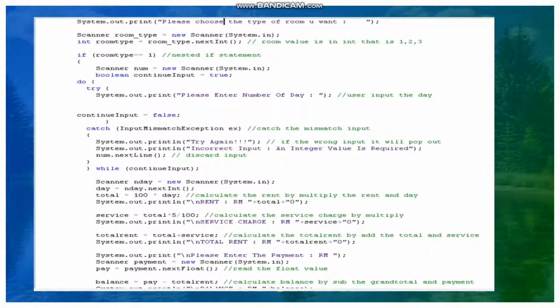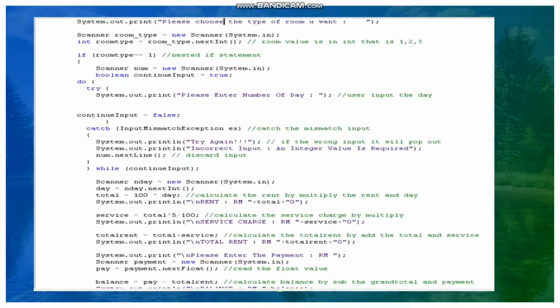Roomtype equal 1, and System.out.print please enter the number of days. That is our user input for the day. And there is a catch for the mismatch input, which is InputMismatchException. System.out.println try again. If the input is wrong, it will print incorrect input, an integer value is required. And the next line is discard input.